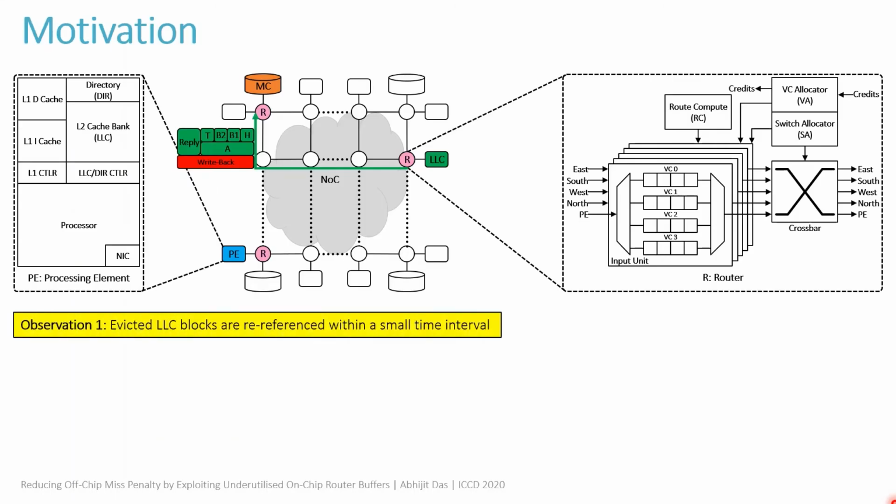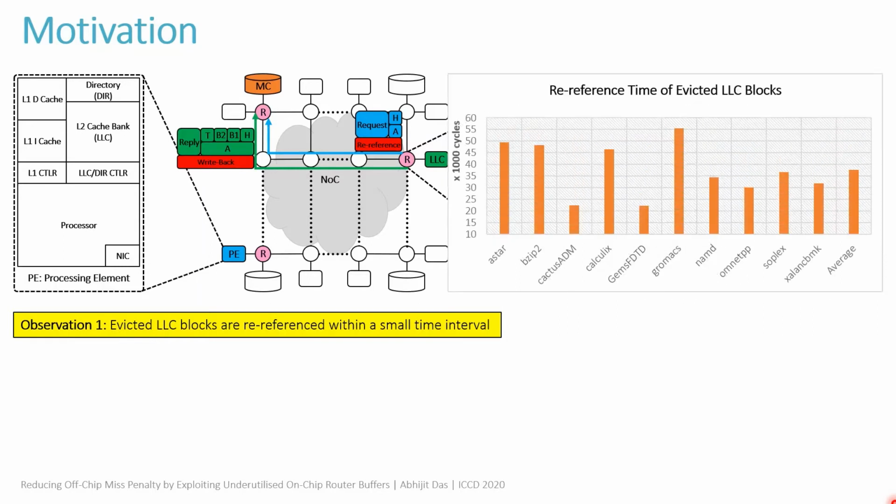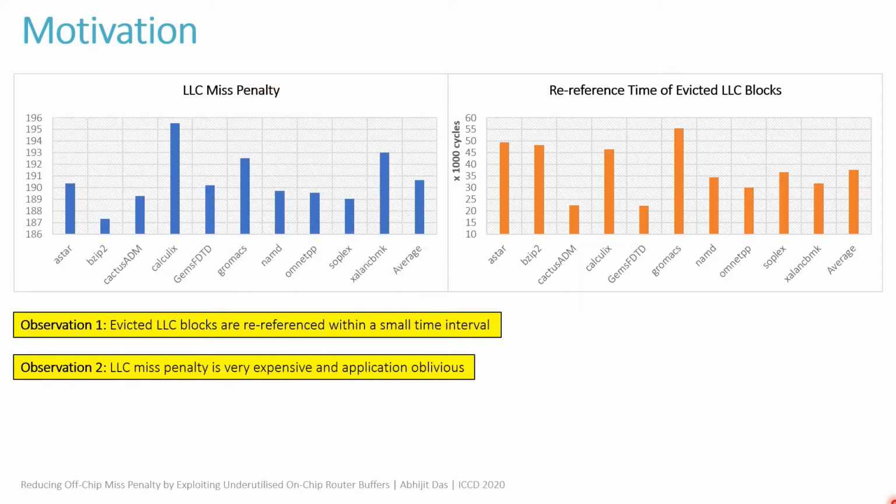However, due to temporal locality of reference, recently evicted LLC blocks are re-referenced within a small time interval. For example, the recently evicted block A is re-referenced and requested from the memory controller again. For standard multiprocessor applications, the average re-reference time is very less. However, the re-referenced block needs to be brought back from the off-chip memory, which is very expensive. It has also been observed that the LLC miss penalty is almost similar for all the applications.